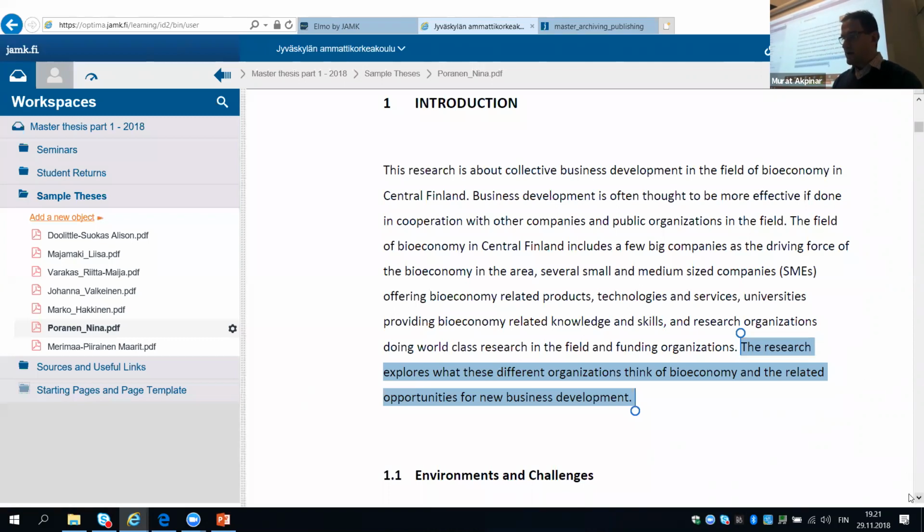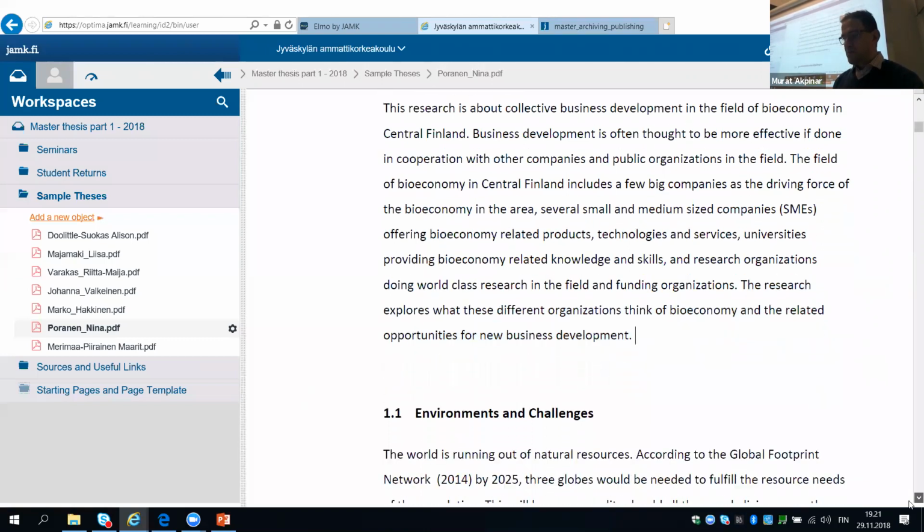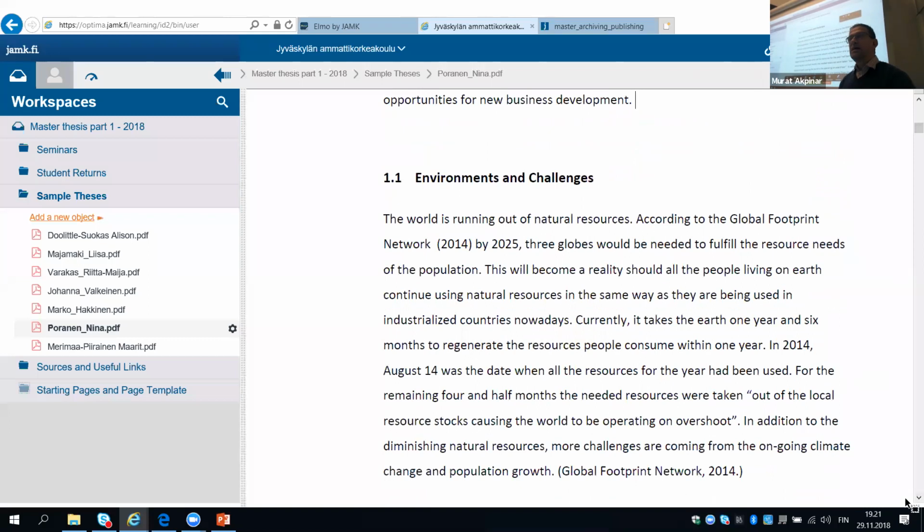And if we think about the background, environments and challenges, what we see here, and that's a good suggestion, is to start from the very general and go more to the specific for the background. So here, she starts from the world is running out of natural resources. So already we understand what the problem is. It's a societal problem, right? When you hear the world is running out of resources, there is the warning that this is something important for society.